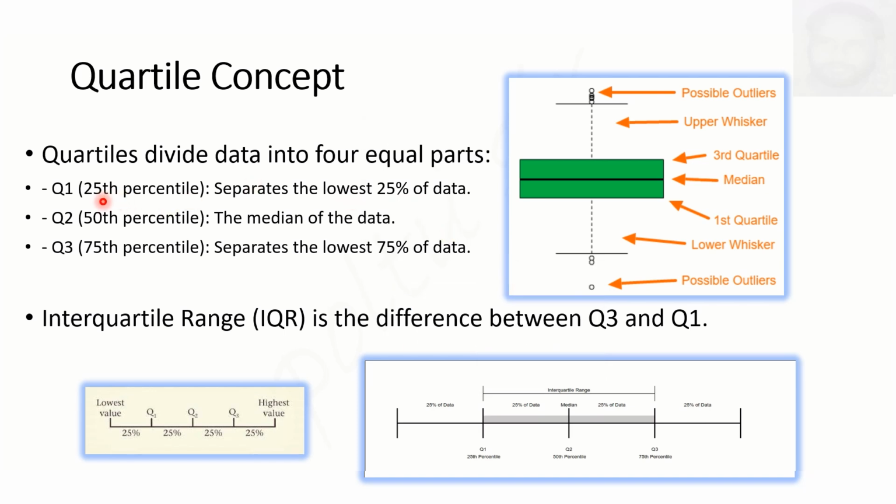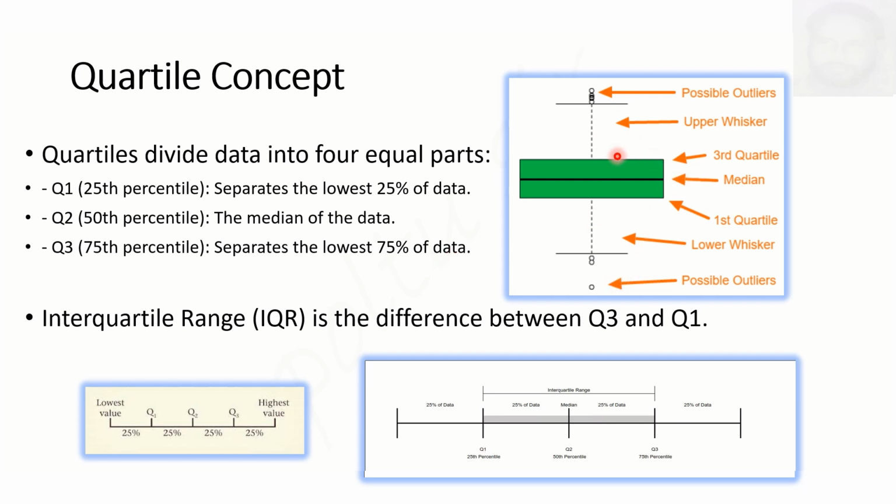So the 25th percentile is basically Q1, quartile 1. It separates the lowest 25% of data. The 50th percentile is called quartile 2. This is the median of the data. And quartile 3, which is Q3, is basically the 75th percentile, and it separates the lowest 75% of data.